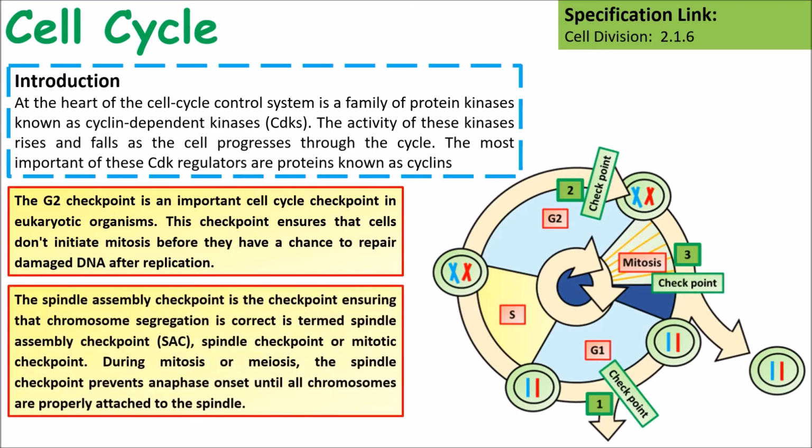The spindle assembly checkpoint is a checkpoint ensuring that chromosome segregation is correct. The spindle checkpoint, or mitotic checkpoint, is important to happen before anaphase. During mitosis or meiosis, the spindle checkpoint prevents the onset of anaphase until the chromosomes are properly attached to the spindle. And in future lessons, we will look at the process of mitosis.